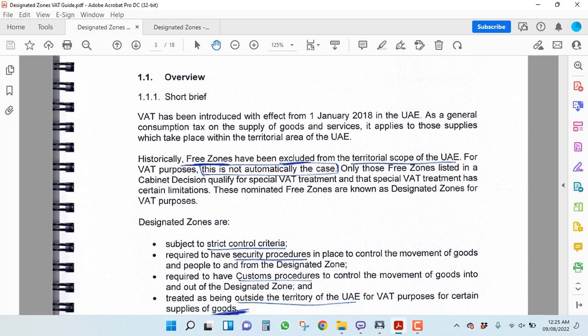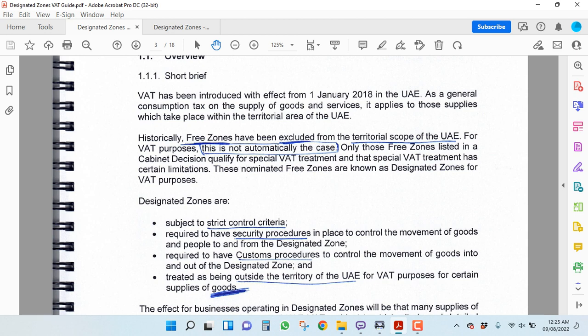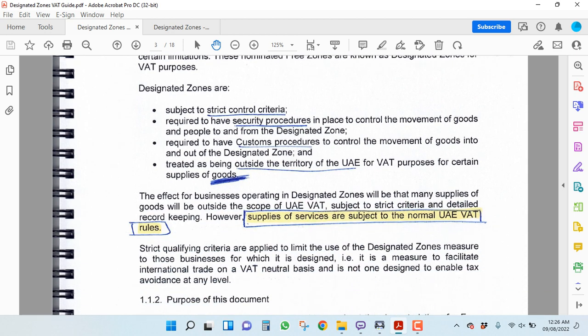Historically, free zones have been excluded from the territorial scope of the UAE. A free zone was never treated as a territorial area of the UAE; it was treated as an offshore unit, an offshore company. For VAT purposes, this is not automatically the case. Only those free zones listed in the Cabinet Decision qualify for the special VAT treatment. Like I explained, 27 free zones are there. Only those will be treated as designated zones, and that special VAT treatment has certain limitations also. These nominated free zones are known as designated zones for VAT purposes.